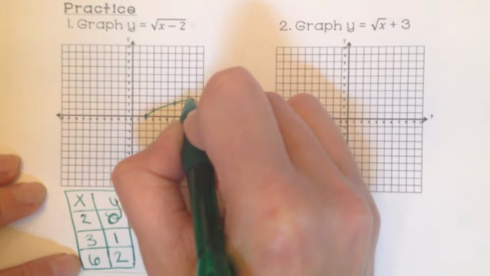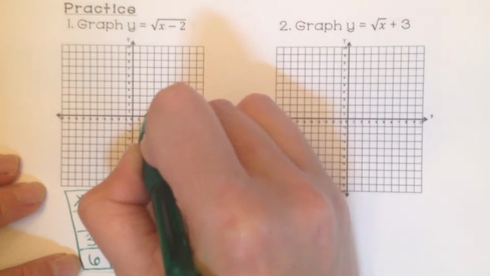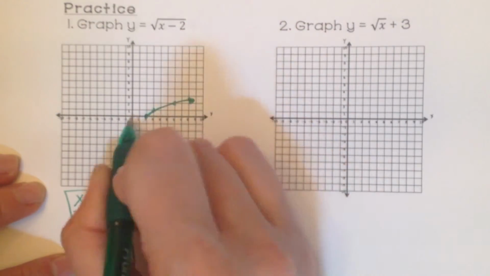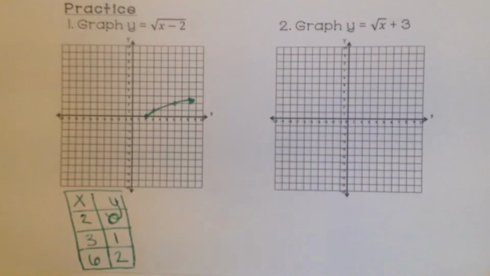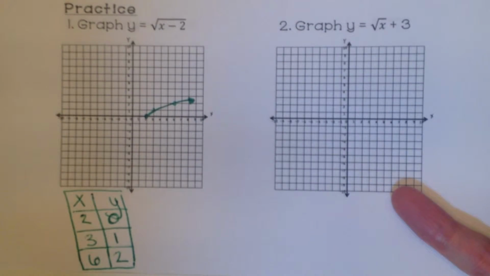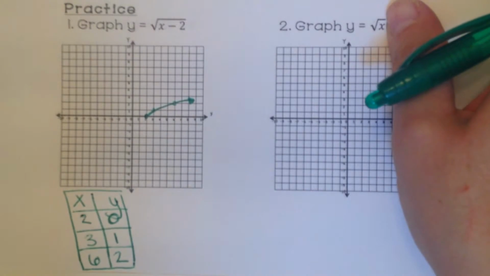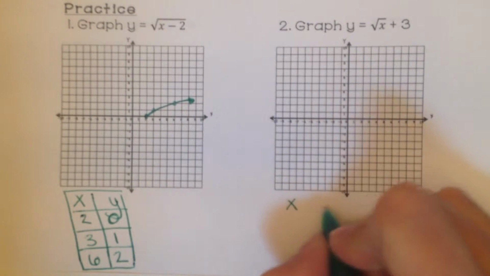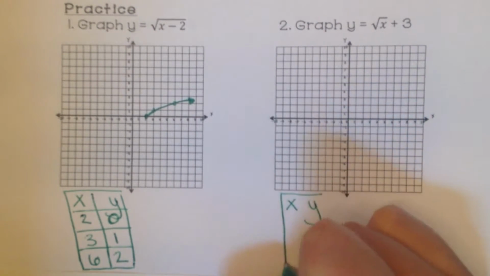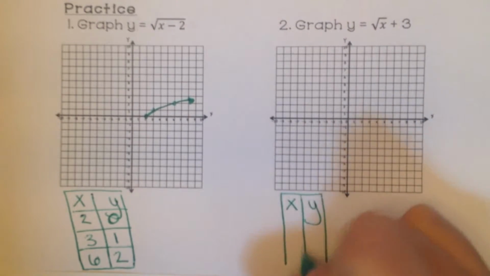Okay. Again, as you see, my graph shifted horizontally 2. This one has a +3 outside. So all we have underneath the square root sign is x. So this one's pretty easy when we're looking for the values to plug in for x.